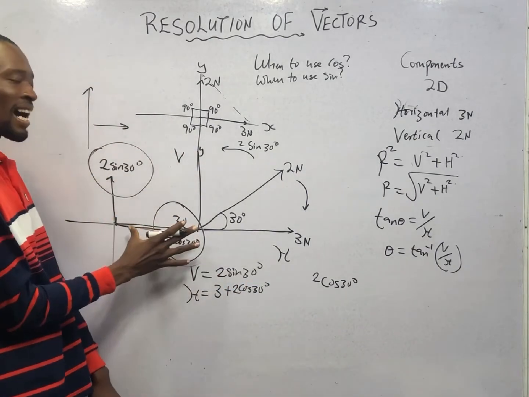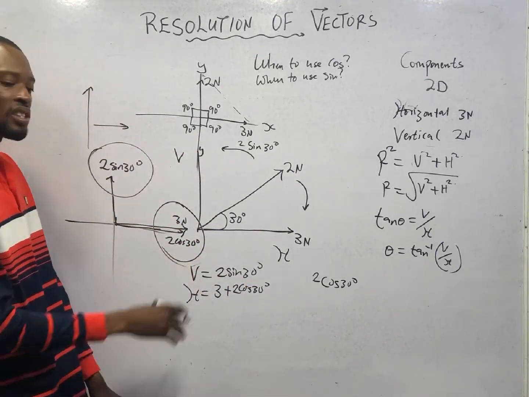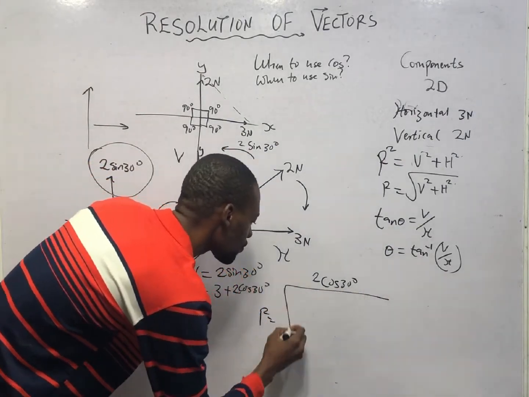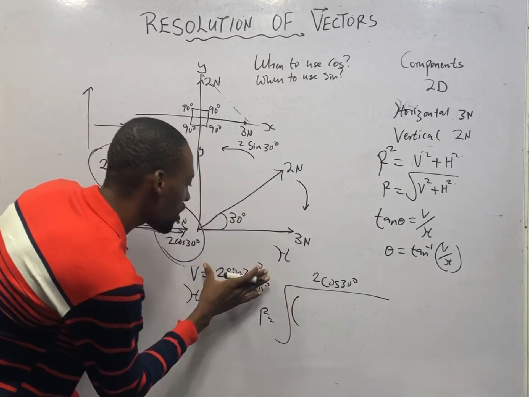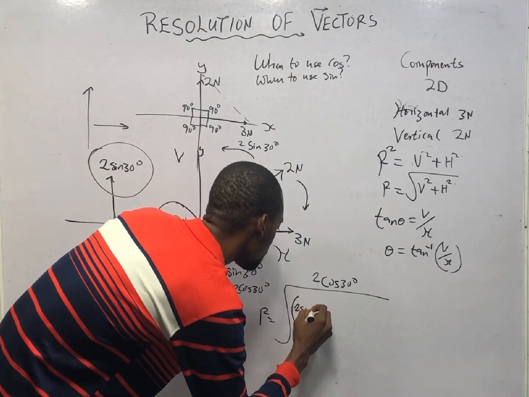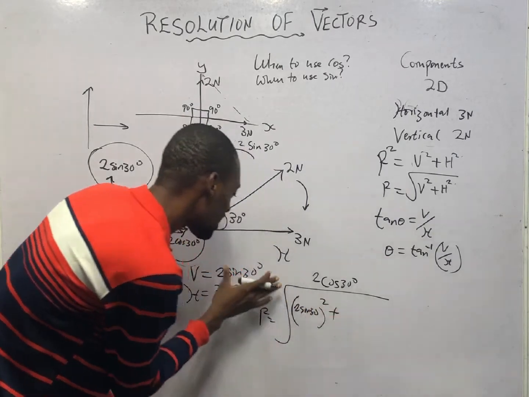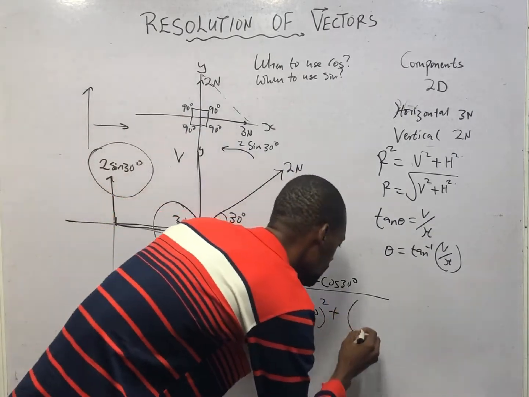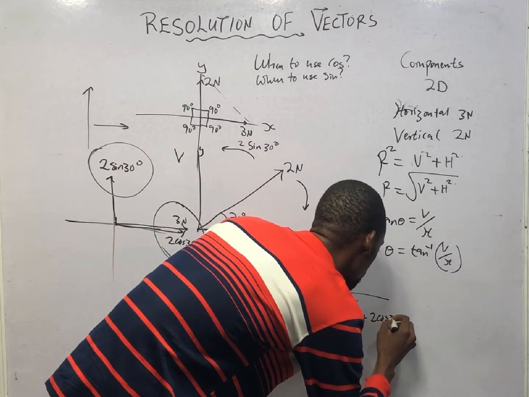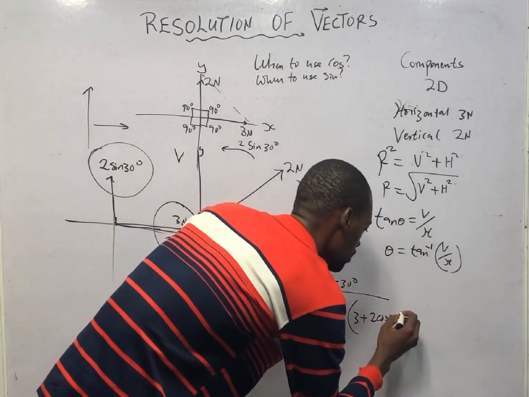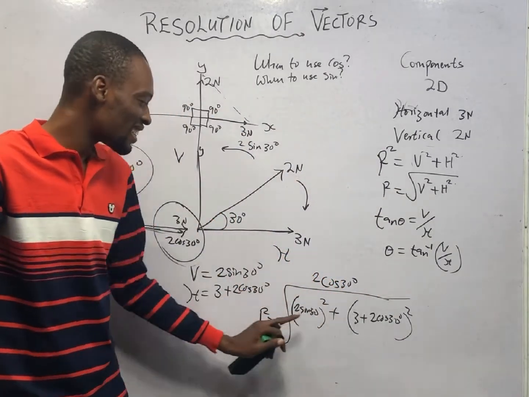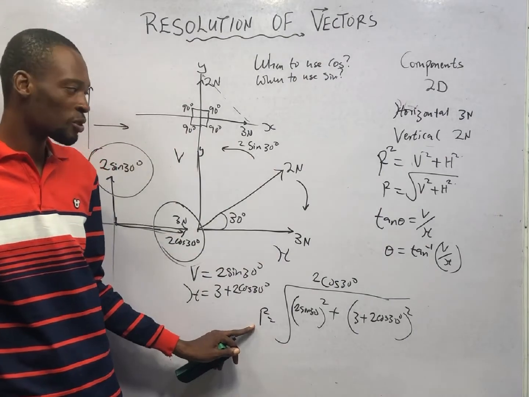You add both of them, they're acting in one direction, which means the resultant vector R is equal to, you solve this, you get a single answer, which is 2 sine 30 squared, the answer you've gotten squared, plus 3 plus 2 cos 30 degrees squared. So any answer you get here is your resultant vector.